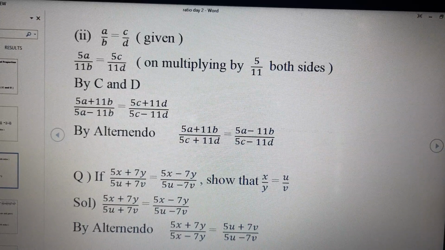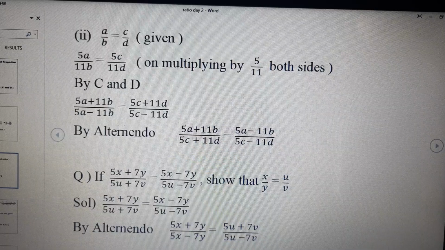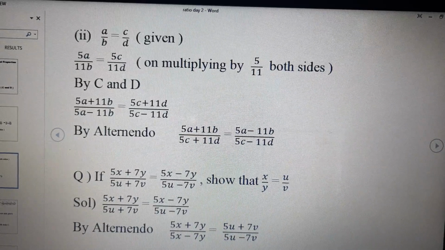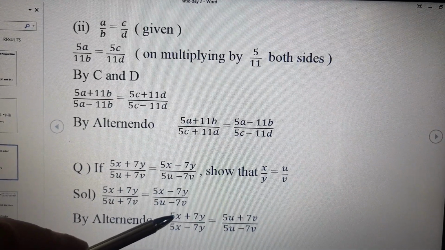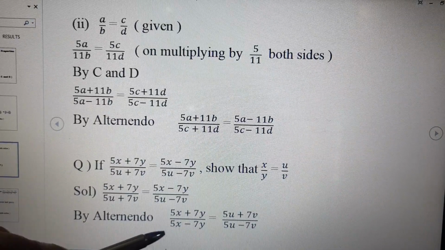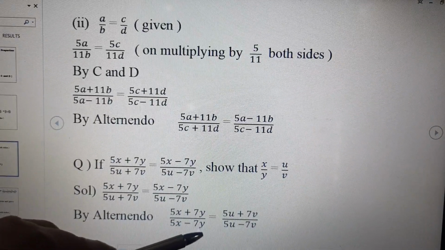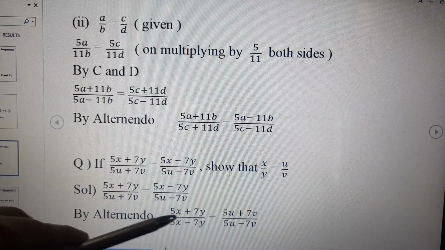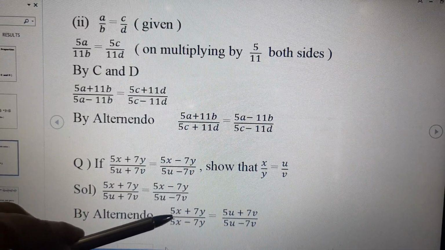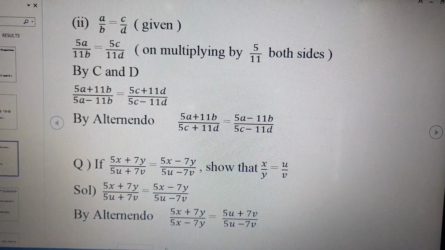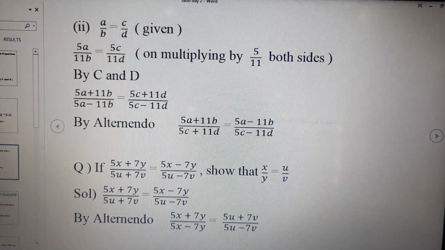So now if we apply componendo and dividendo here, then what will happen? Numerator is 5x plus 7y. Denominator is 5x minus 7y. So it will be this complete thing: 5x plus 7y plus 5x minus 7y. Clear? Let us see how it is applied.